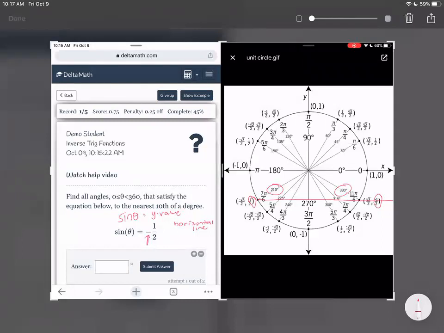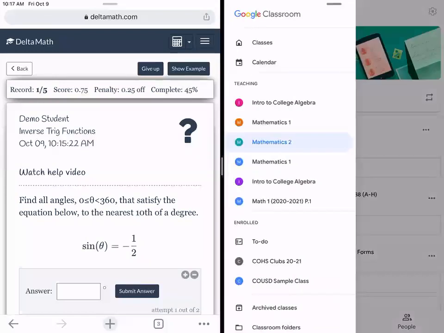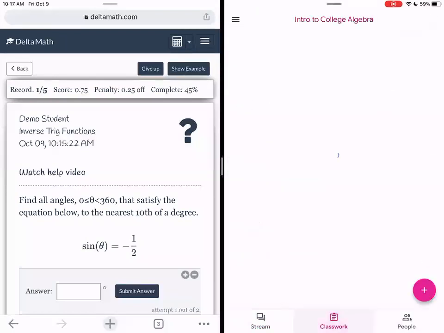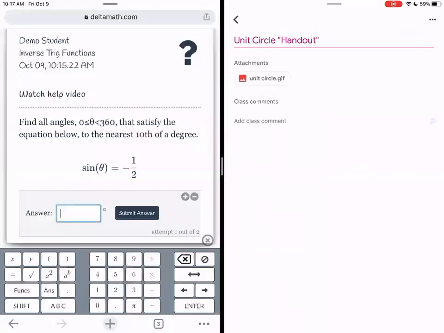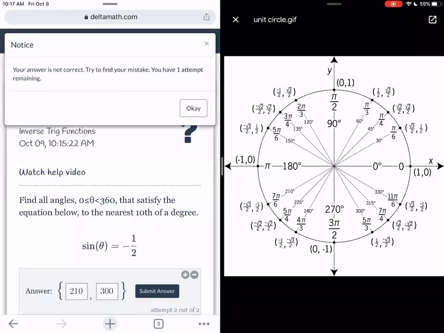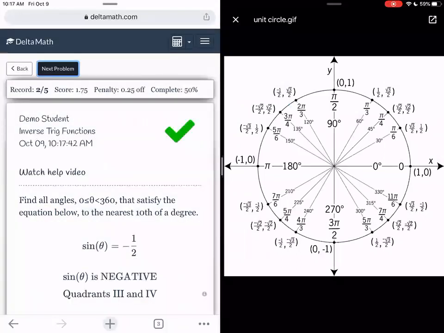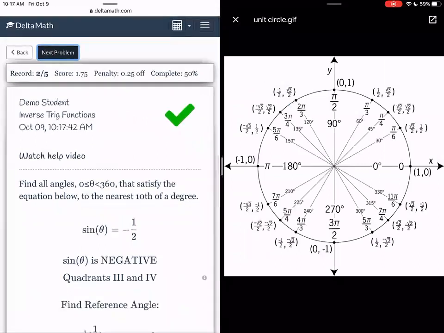Okay, let's enter this in. 210 and 300. What? What just happened? Why did that happen? How weird. Okay, anyways, it was 210 and 300. There we go. Oh, it's 330. I don't know how I typed 300 or why I typed that. We just marked that it was 330 and then I kept saying 300. My bad. There we go. Okay, next problem.